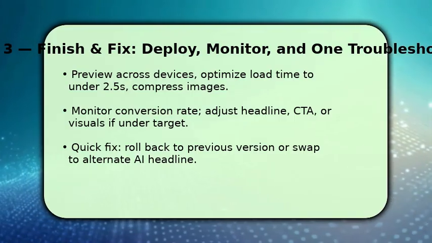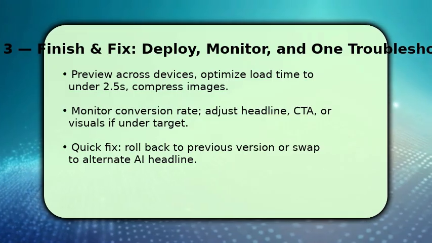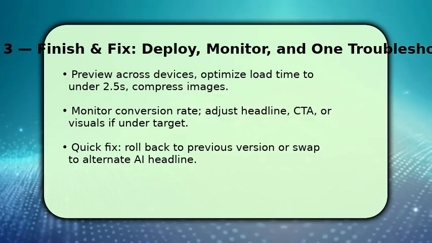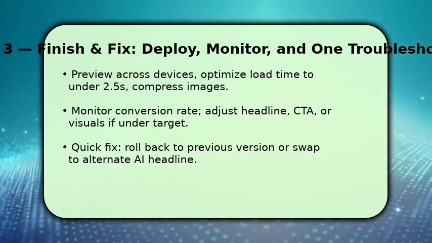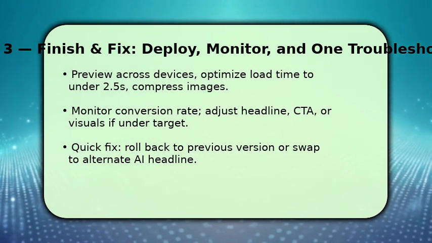Change the headline, tighten the CTA, or swap visuals to improve clarity. If results are poor, a fast troubleshooting tip is to roll back to the prior working copy or swap in the alternate AI-generated headline. This reduces risk while you diagnose what's failing.